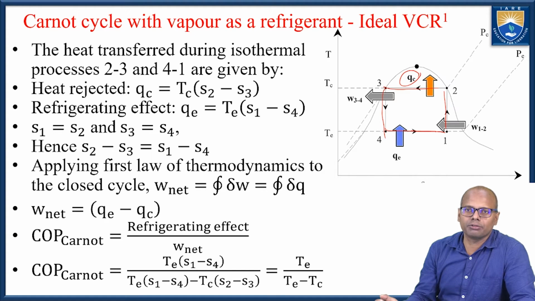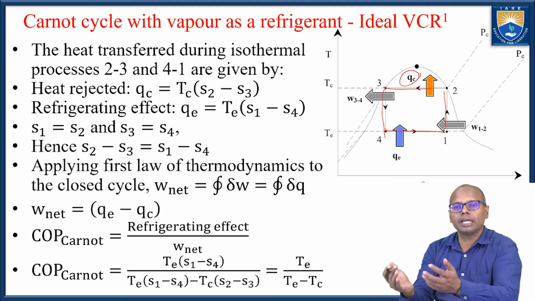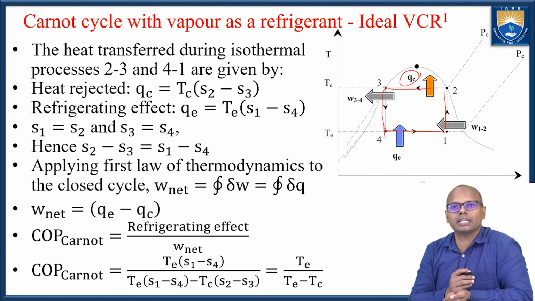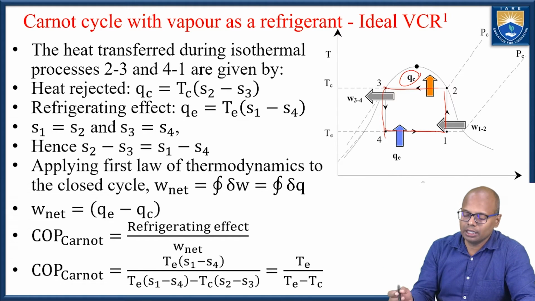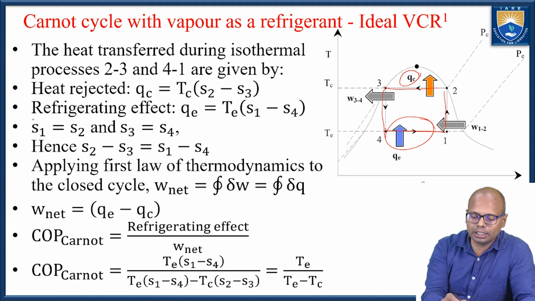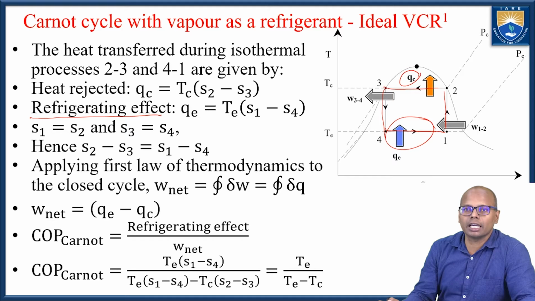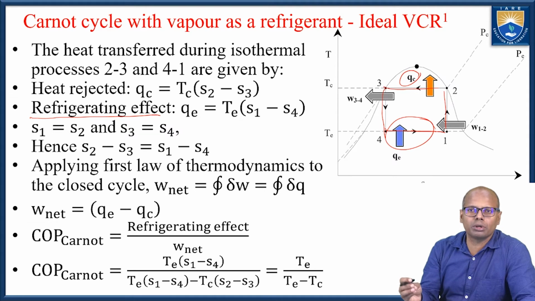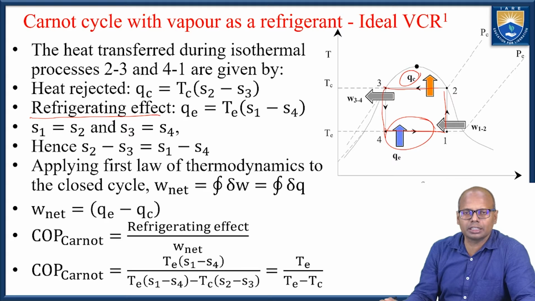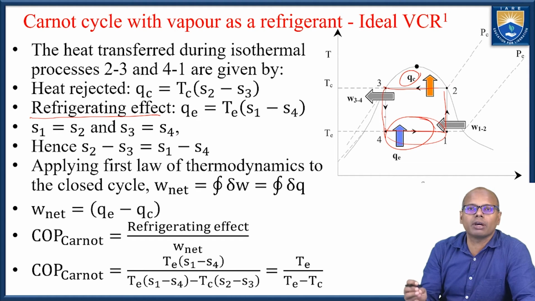So at this temperature we are rejecting heat to the atmosphere, and at the evaporator temperature we are taking heat from the refrigerated space. Okay, so the amount of heat extracted or the amount of heat absorbed in the evaporator is nothing but the refrigerating effect. Okay, it is the refrigerating effect. So in the problem, if they ask what is the refrigerating effect, or refrigeration effect, it is the amount of heat absorbed in the evaporator.